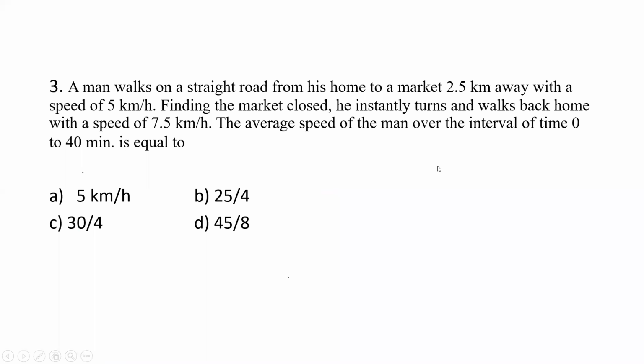Next question. A man walks on a straight road from his home to a market, which is 2.5 kilometer away, with a speed of 5 kilometer per hour. Finding the market closed, he instantly turns and walks back home with a speed of 7.5 kilometer per hour. The average speed of the man over the time interval of 0 to 40 minutes is equal to? So how can we calculate the average speed?